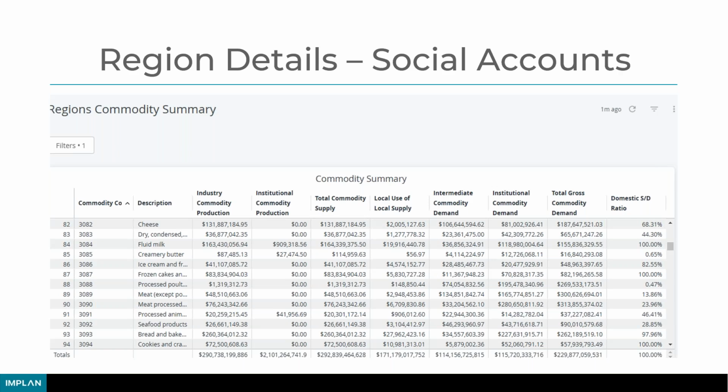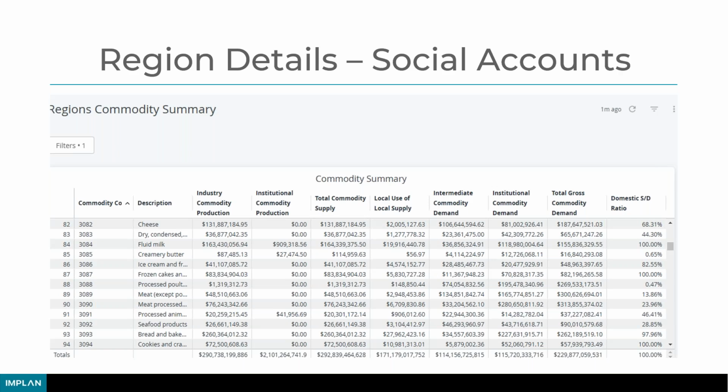And so we can add those together to get that total commodity supply. The next column is an interesting one, the local use of local supply. So what we're looking at here is the total commodity supply, and then subtract out from that foreign and domestic exports of commodity from the region. And so that's how much of that local supply is consumed locally.